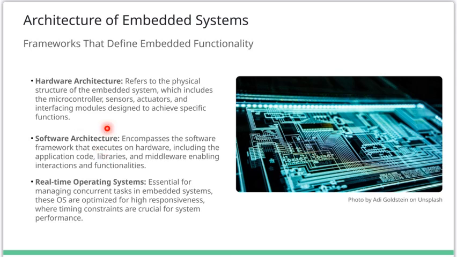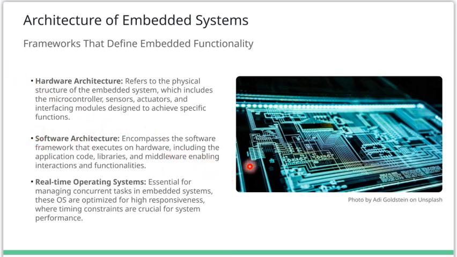Regarding hardware architecture, it refers to the physical structure of the embedded system, maybe microcontroller, sensors, actuators, and different interfacing modules for the input and output systems. The purpose is to achieve some specific functions. So it purely consists of the different hardware parts. In the last slide we have seen the components of the embedded system, so basically we are referring to the hardware components. Next part is the software architecture.